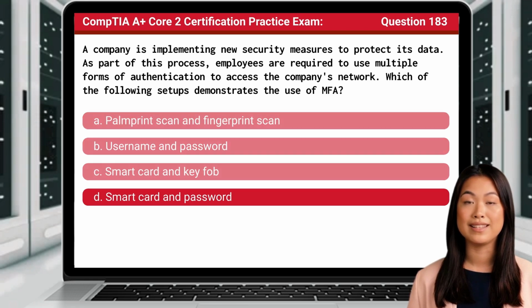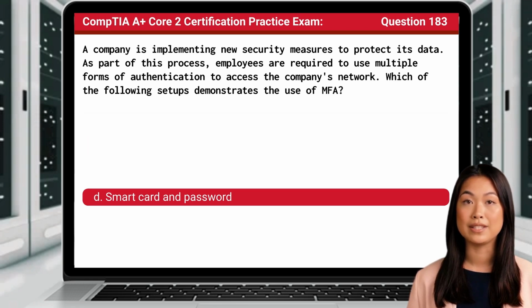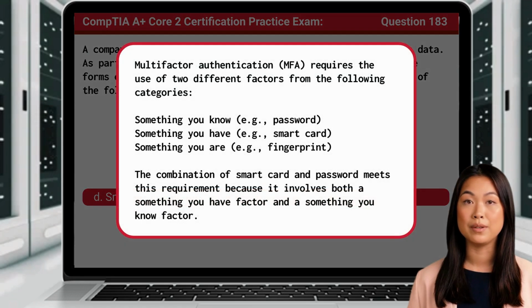The answer is D. Smart Card and Password. Multi-factor authentication, or MFA for short, requires the use of two different factors from the following categories: something you know, such as a password; something you have, such as a smart card; and something you are, such as a fingerprint. The combination of smart card and password meets this requirement because it involves both a something you have factor and a something you know factor.